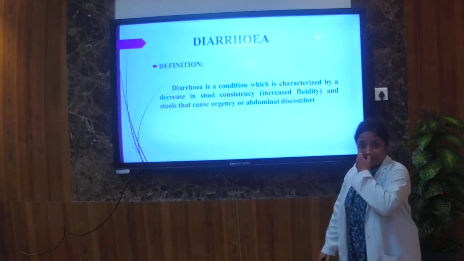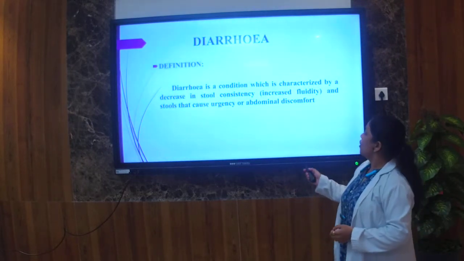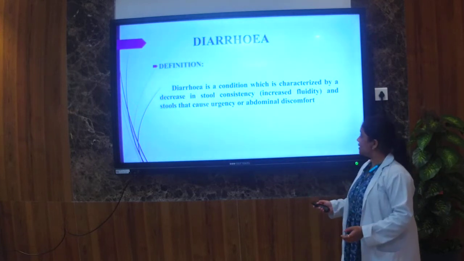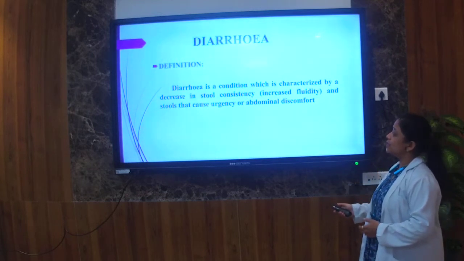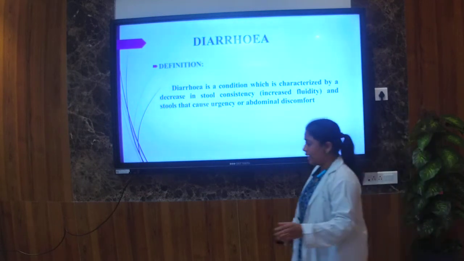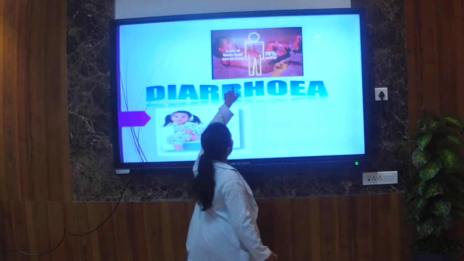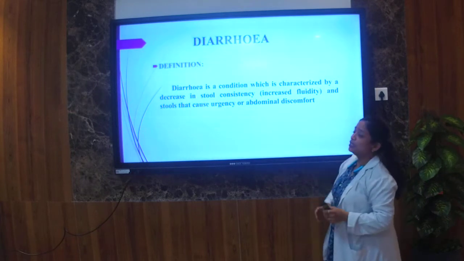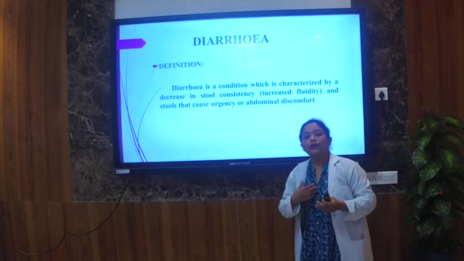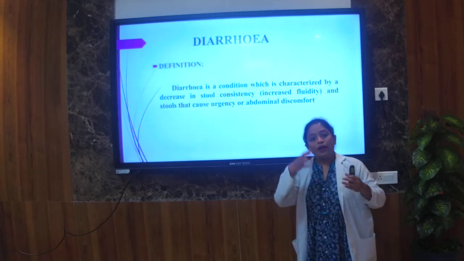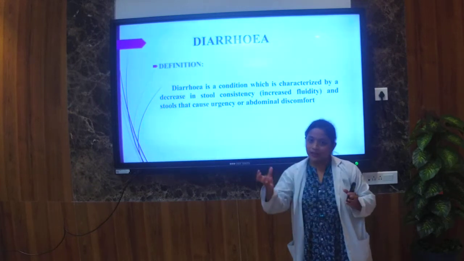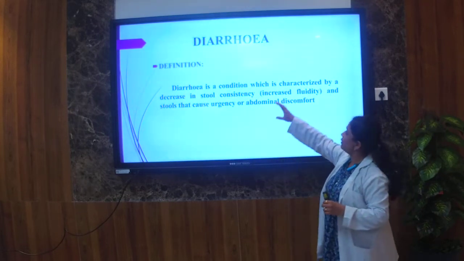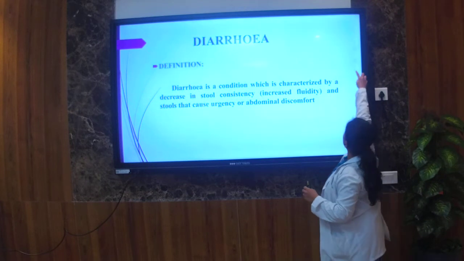If you see the definition, it says that diarrhea is a condition which is characterized by a decrease in stool consistency, increased fluidity, and stool that causes urgency or abdominal discomfort. As we know, the stool has a specified consistency, but when the consistency decreases, it turns into increased fluidity.